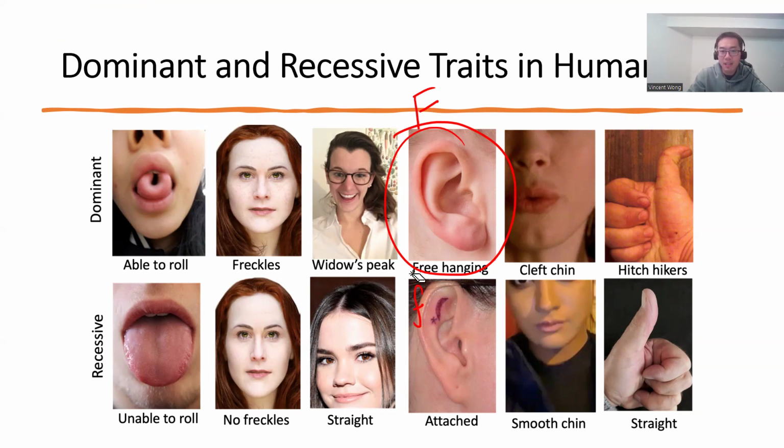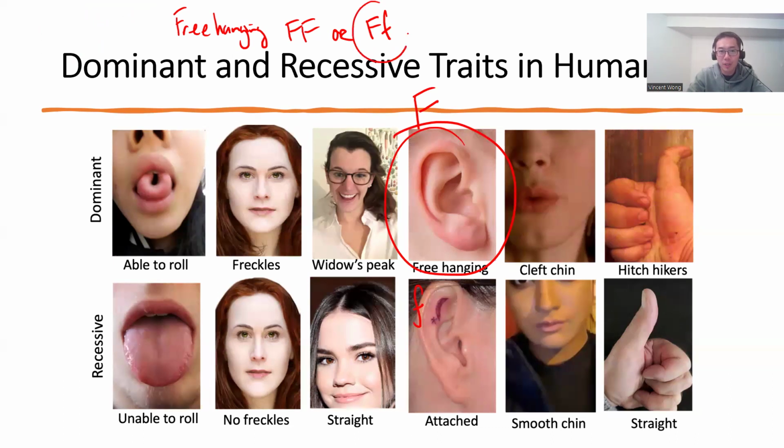If the whole family is free hanging, what's the genetic makeup of the father? Let's say the father is free hanging. What is he? Is he big F, small f? Big F, two big Fs. But actually, it can be big F, small f as well, right? Both are possible.